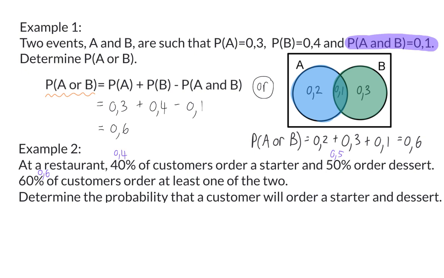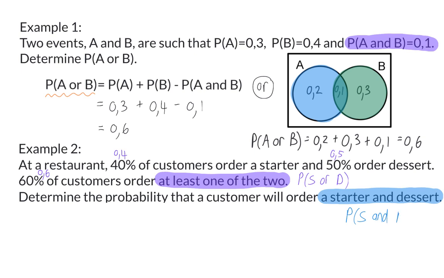We are given that 60% of customers order at least one of the two, and at least here implies union, so it is the probability of a starter or a dessert. We are asked to determine the probability that a customer will order a starter and dessert. So written in mathematics, that will be the probability of a starter and dessert. Once again, the easiest would be to use your general rule.